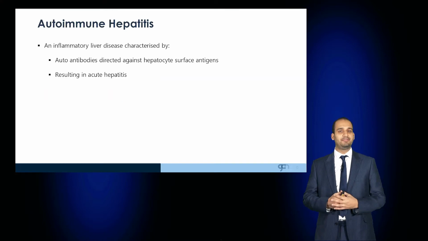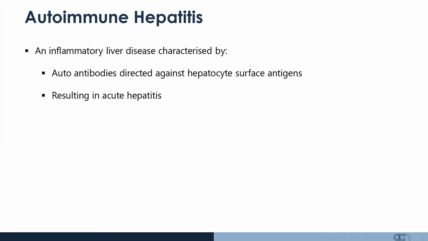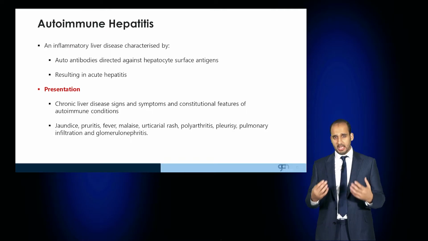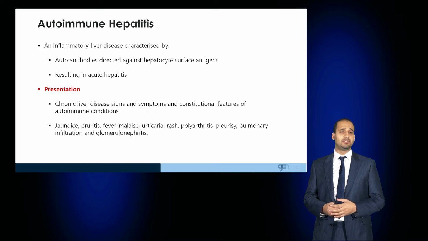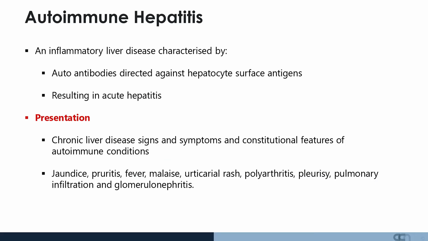This is an inflammatory liver disease characterized by autoantibodies directed against hepatocyte surface antigens, resulting in acute hepatitis. Patients would present with signs and symptoms suggestive of chronic liver disease and constitutional features of autoimmune conditions. They may have jaundice, pruritus, fever, malaise, rashes, polyarthritis, pleurisy, pulmonary infiltration, and glomerulonephritis.